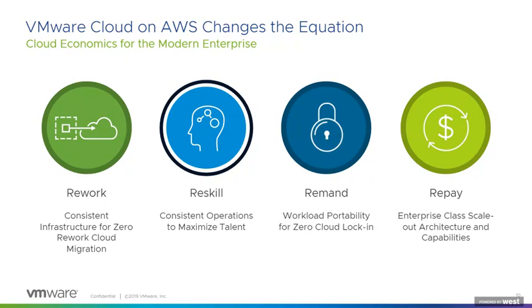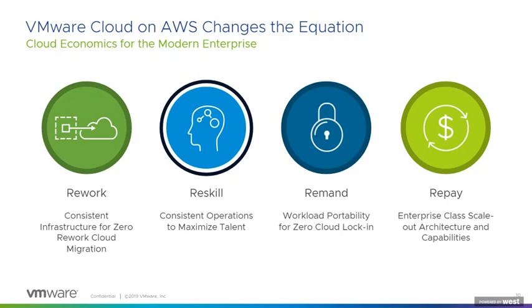So when you move to VMware Cloud on AWS and you're leveraging that investment that you've already made in VMware, there's no need to do application rework. So with our consistent infrastructure, you simply pick up your applications, in this case SQL Server, and you vMotion them into VMC on AWS. There's no need to reskill, so you don't have to go out and train up a special DevOps team. Those skills that you already have on VMware immediately transfer into VMC on AWS.